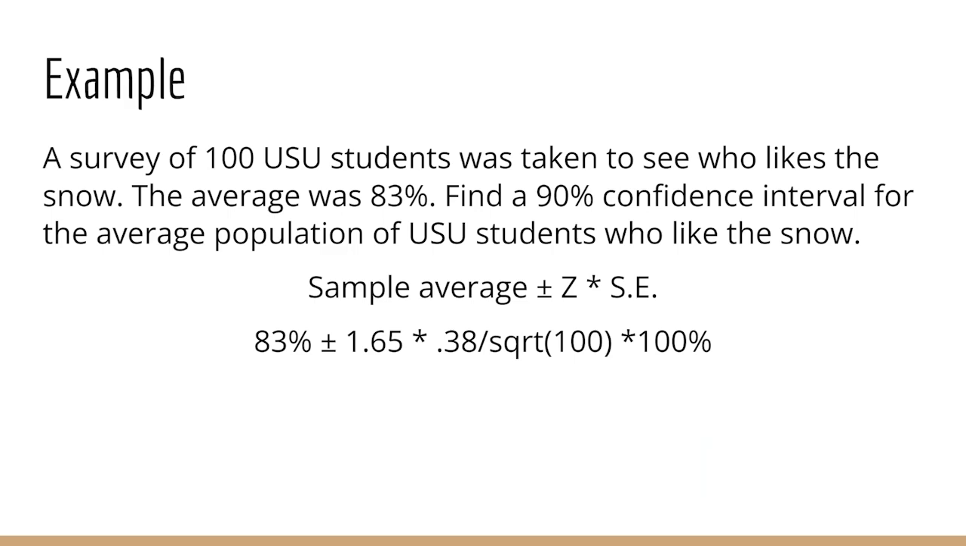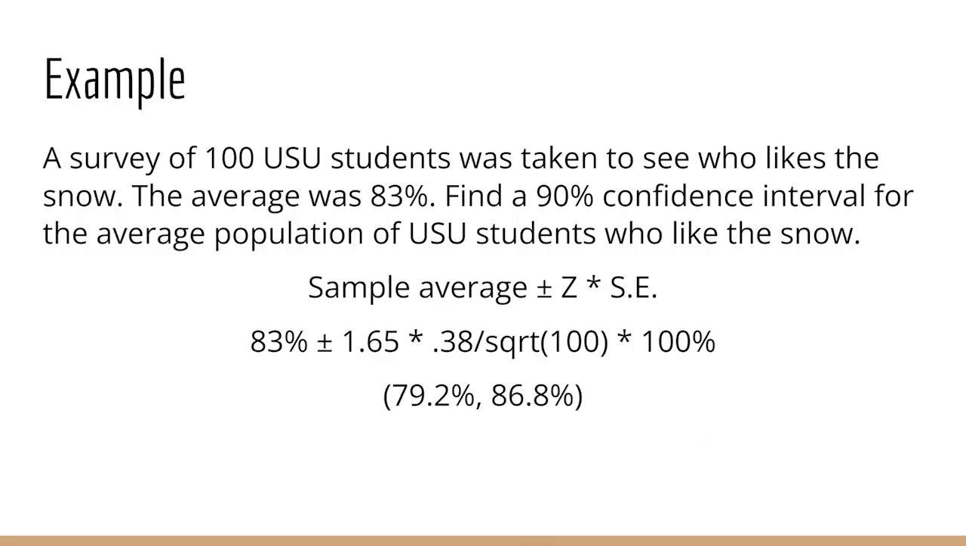We have our sample average of 83% plus or minus our z-value from a 90% confidence interval of 1.65 multiplied by our standard error, which is our standard deviation of 0.38 divided by the square root of 100, which was our sample size, multiplied by 100%. This gave us an interval for a 90% confidence of 79.2% to 86.8%.